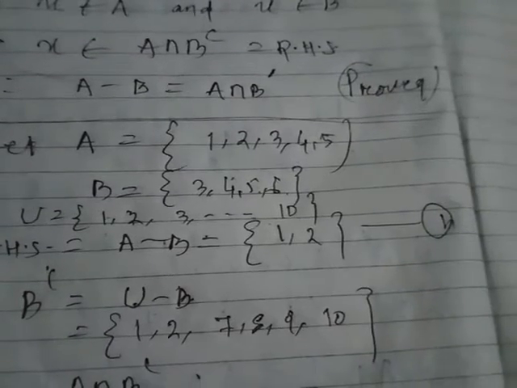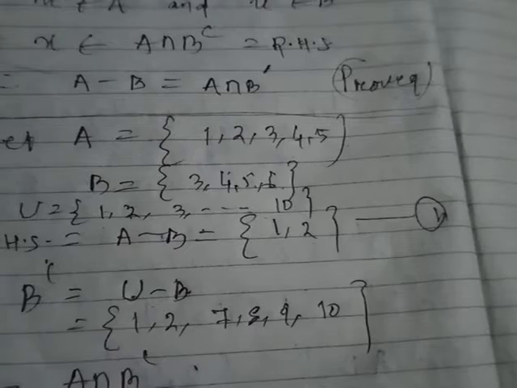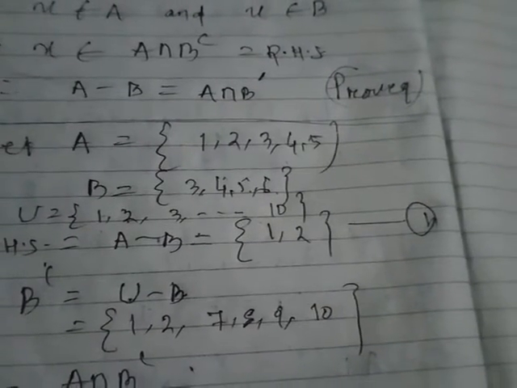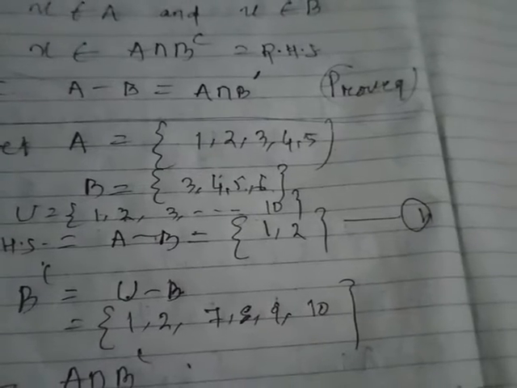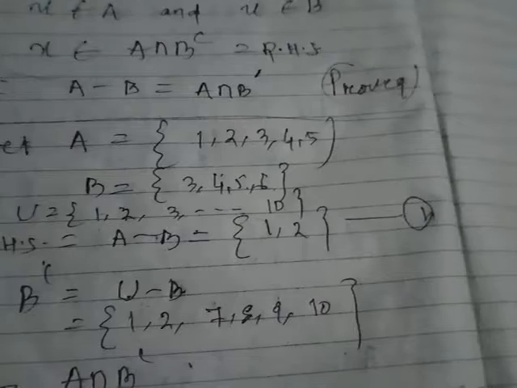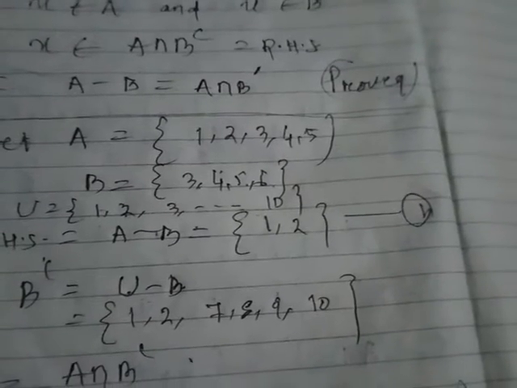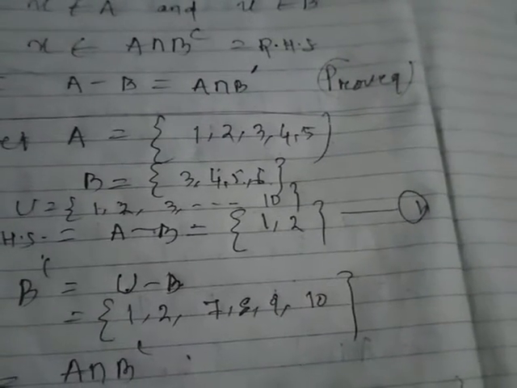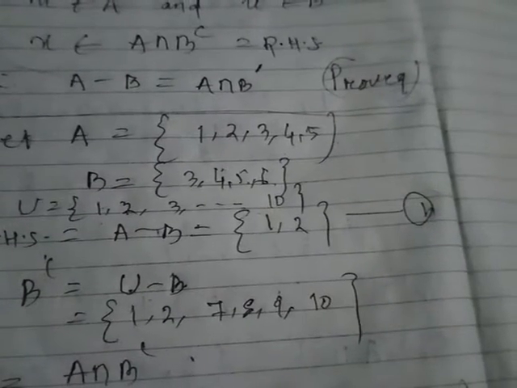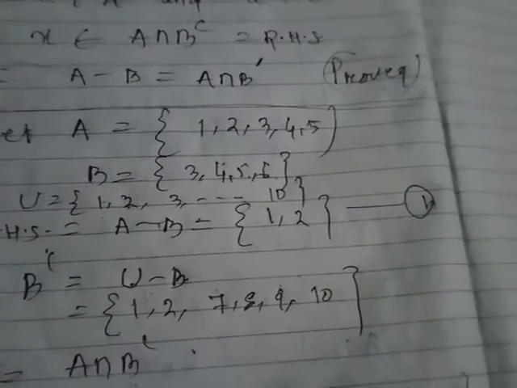Let us find B complement. B complement is U difference B, according to the definition of the complement of a set. Here U is the universal set, whose elements are 1 to 10, and the elements of B are 3, 4, 5, 6. So those elements are in the universal set but not in the set B. Which elements? See, the elements 1, 2 are elements of U but not in B.